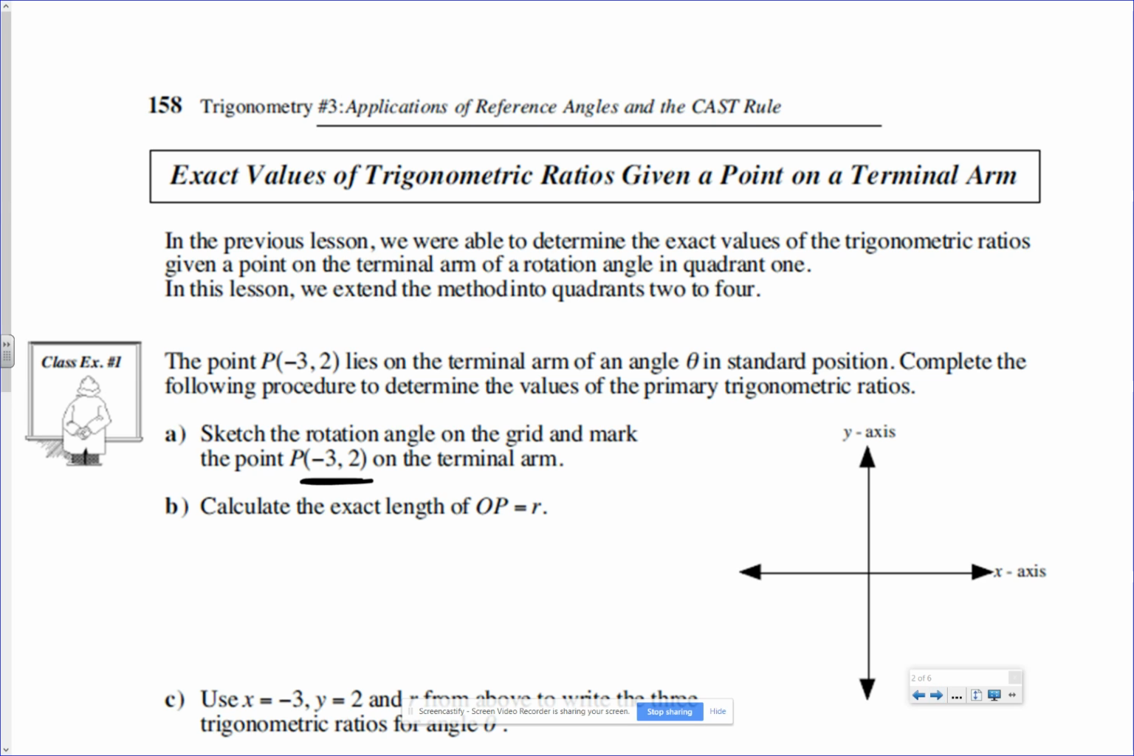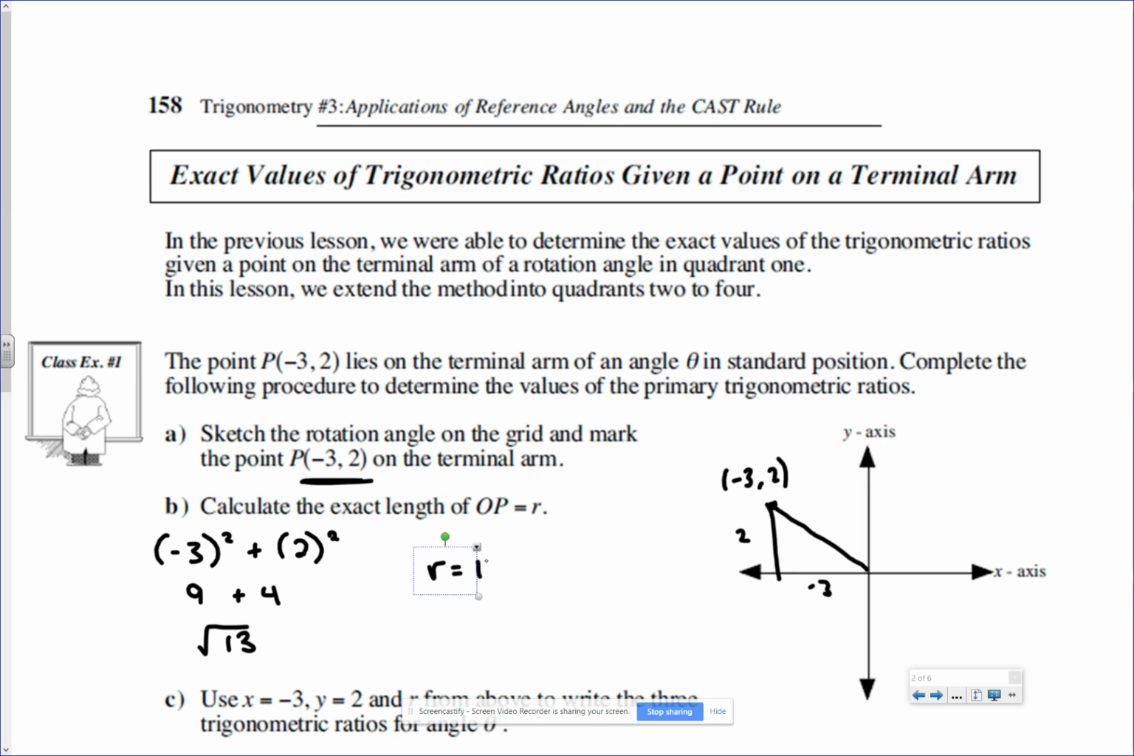So remember, if you have a point, you go ahead and you sketch it. So (-3, 2) is going to look something like that. So (-3, 2). And then we always calculate the missing side. So we're going to calculate r in this case. So r is the square root of (-3) squared plus 2 squared, which gives me 9 plus 4. And 9 plus 4 is 13. And then remember, we have to square root 13. So our r in this case is the root of 13.